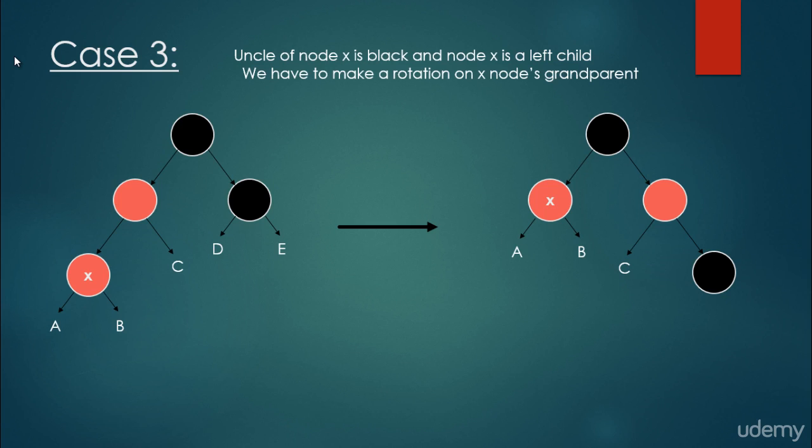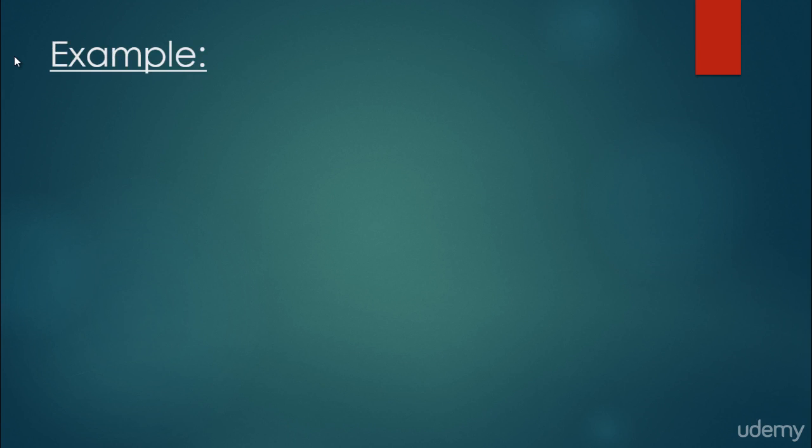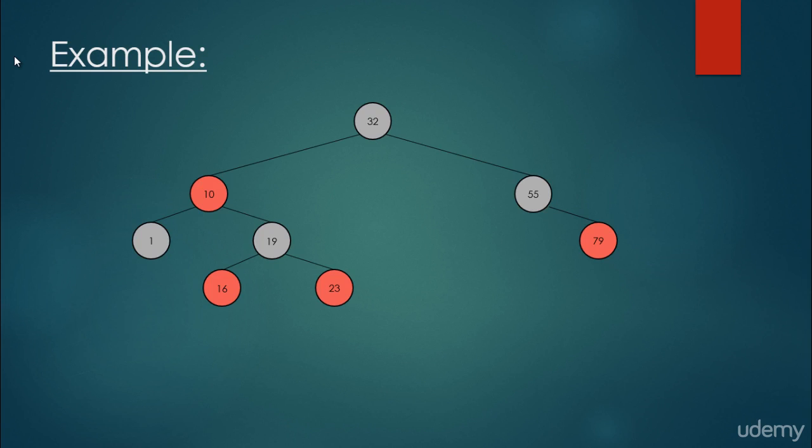Then we have to apply one of these cases. Recoloring, so these are the subproblems, case 1, case 2, case 3. With the help of these operations, we are able to make a red-black tree valid again. So let me show you an example. We have a red-black tree like this. This is a valid red-black tree.